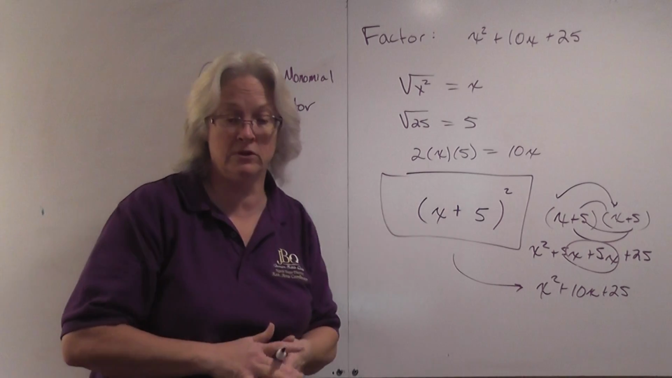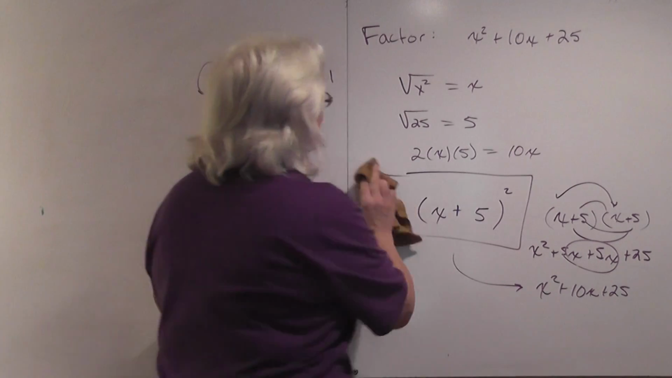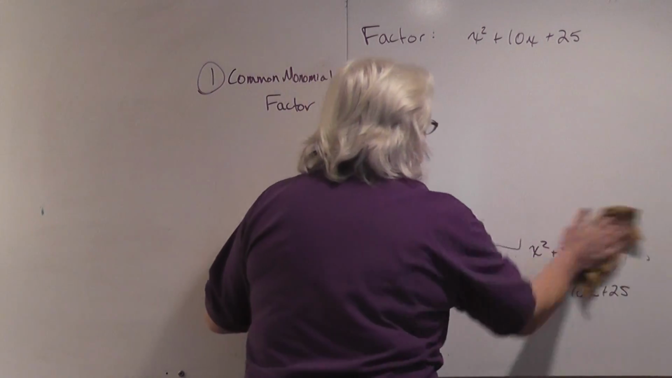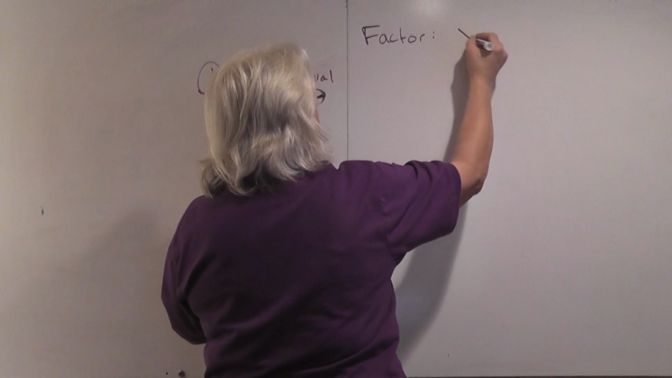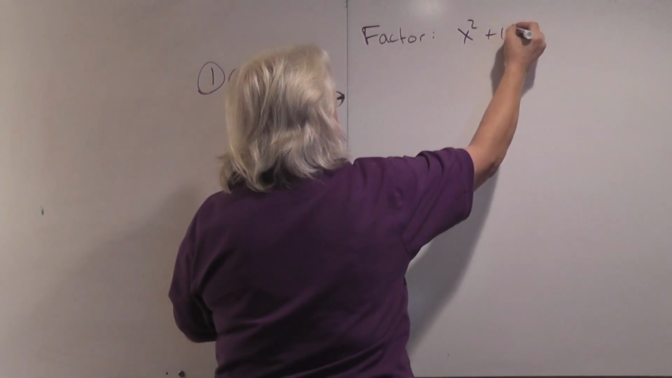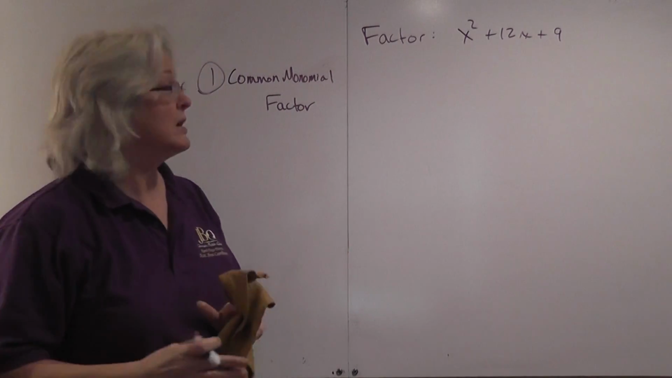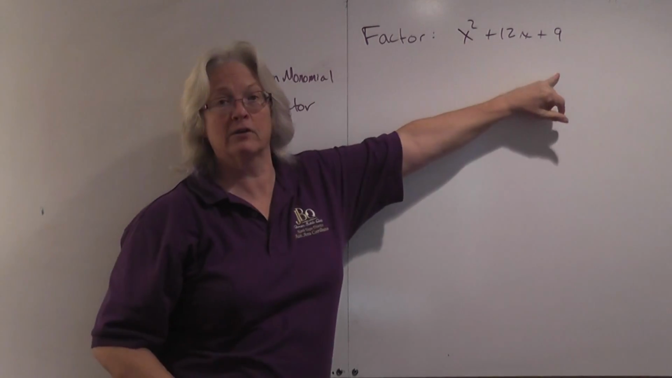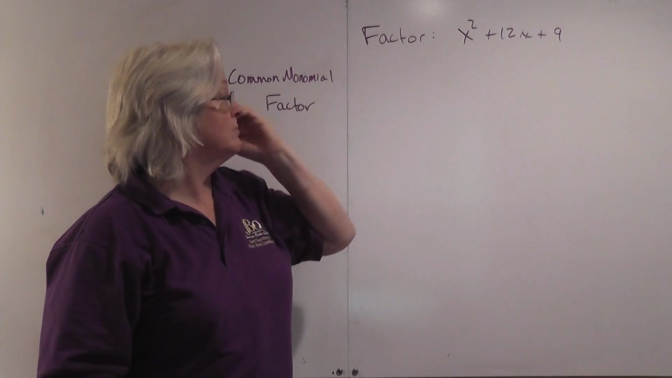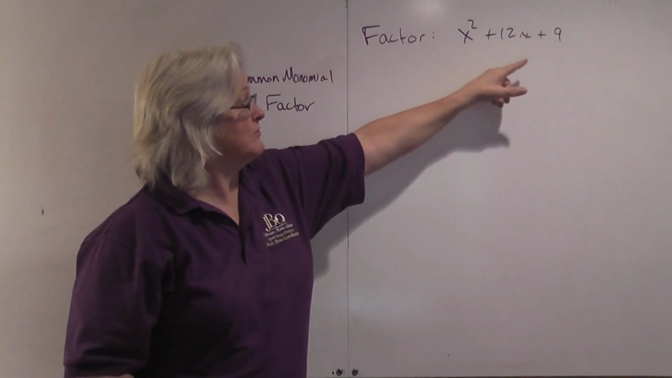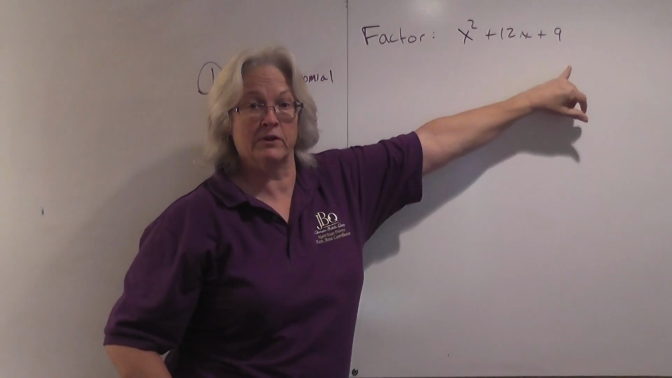Okay, let's go ahead and do example 2. x squared plus 12x plus 9. The first thing we want to check, is there a common monomial factor? Do we have any greatest common factor that we need to pull out first? No. Okay, well let's look at the first term. The first term is a perfect square. The second term is a perfect square.